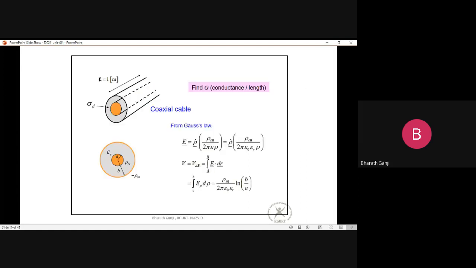So the next one which I want to derive is the conductance per unit length. Okay, the conductance G parameter we have to derive. So we'll derive this parameter.